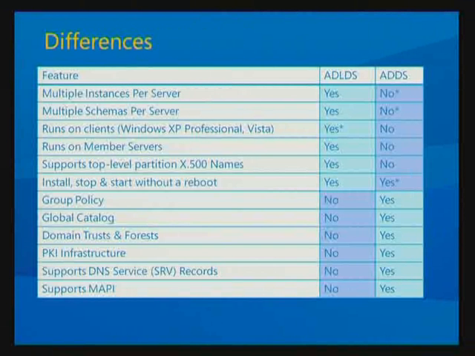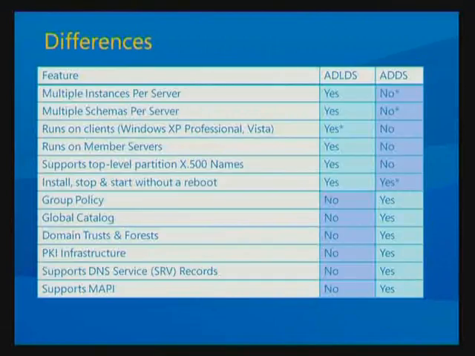Okay, I just got here some tables that show some of the features, some of the similarities and differences between both Active Directory and Active Directory lightweight directory services. So for Active Directory lightweight directory services, I can run multiple instances on a server. Active Directory domain services, I say no, but I've got a little asterisk there. Similarly for the multiple schemas per server.